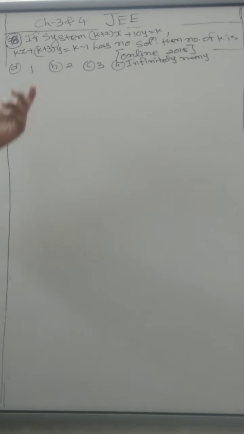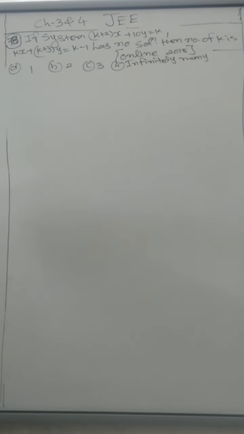Okay, 78. If the system k plus 2x plus 10y equal to k, and kx plus k plus 3y equal to k minus 1 has no solution, then the number of k is dash. Online 2018, this sum can be asked. Okay, here the options given are 1, 2, 3 and infinitely many. So we want to find the number of k for which this system has no solution.